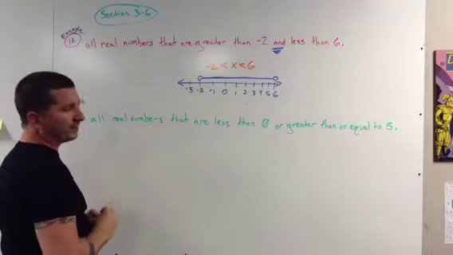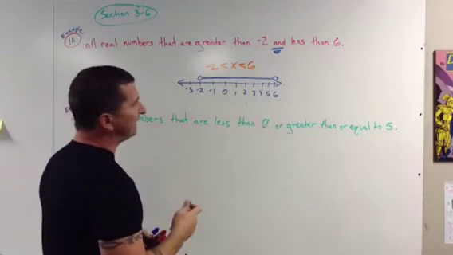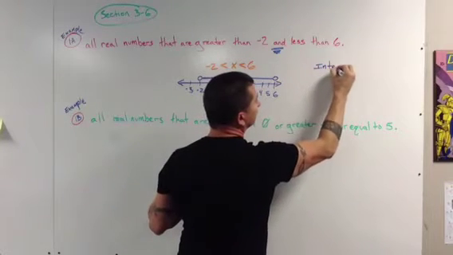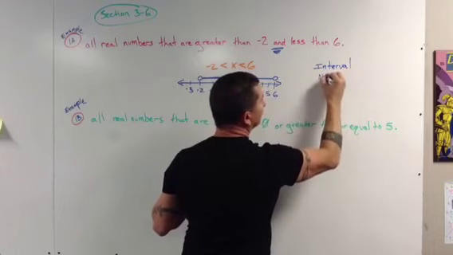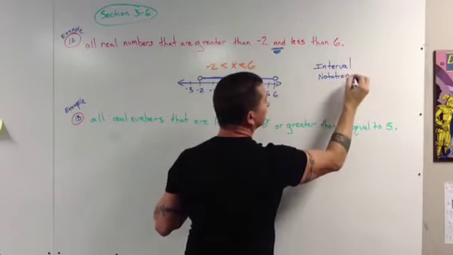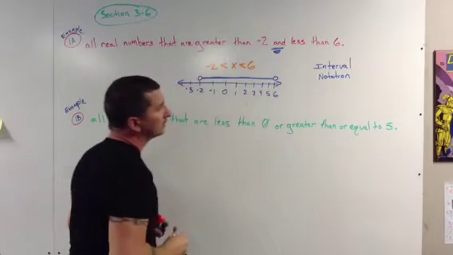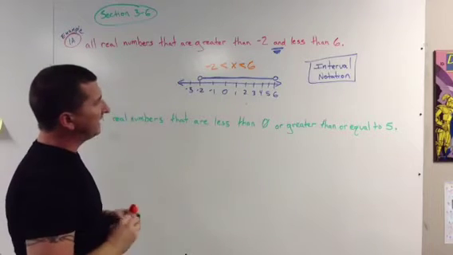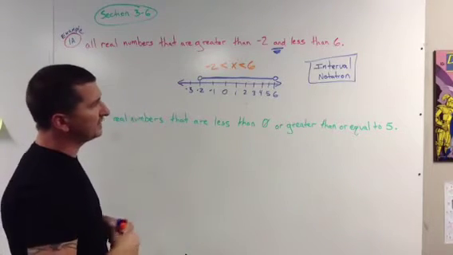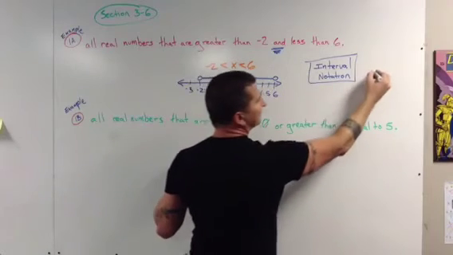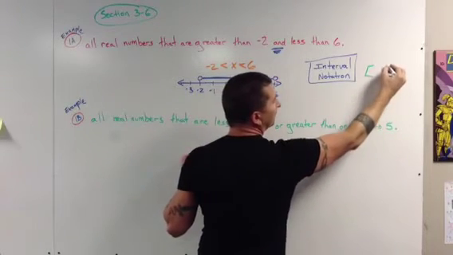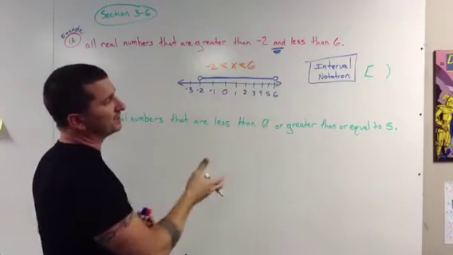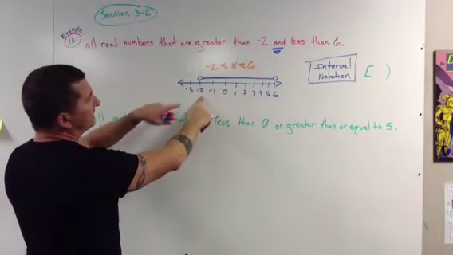Now, there's one other way to write this. This is called interval notation. Now, this is probably something you have not seen before. In interval notation, we use symbols that are either going to be brackets or parentheses. I don't know what you want to call those. One side of a parenthesis. And here's how we do it.